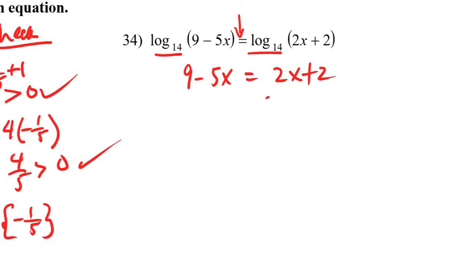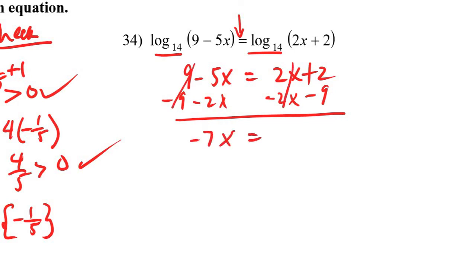Move the 2x to both sides. And then subtract 9 from both sides at the same time. So this is going to go away. This is going to become negative 7x. It's going to go away. It's going to become negative 7. Divide both sides by negative 7. And then x equals 1.